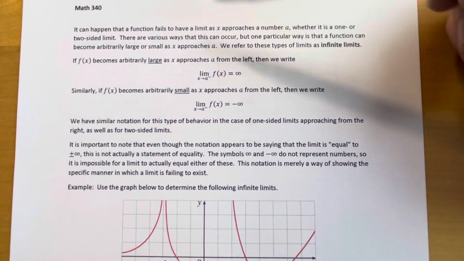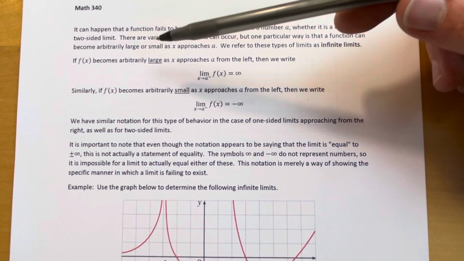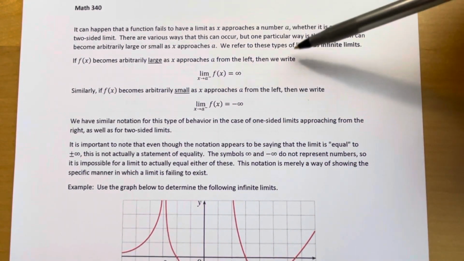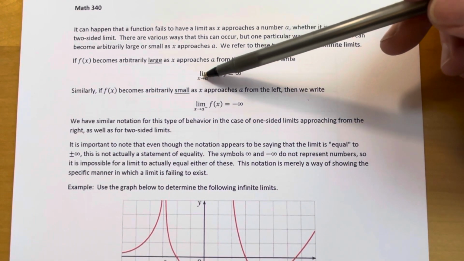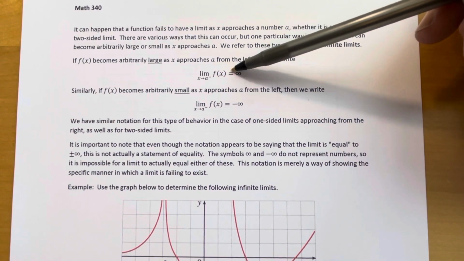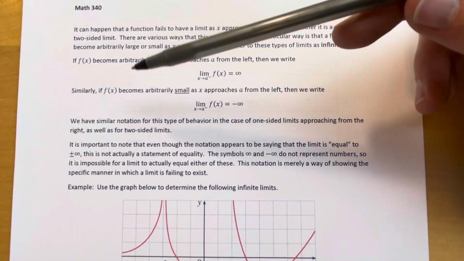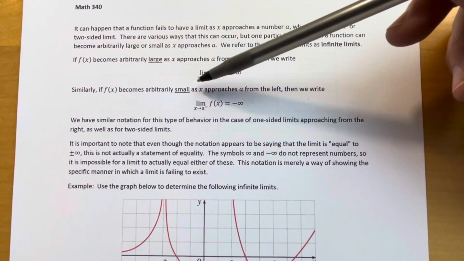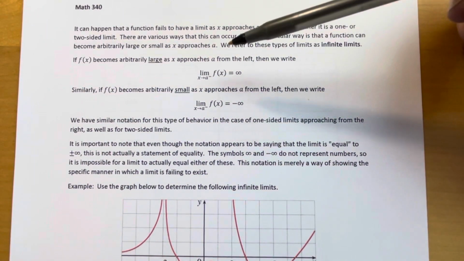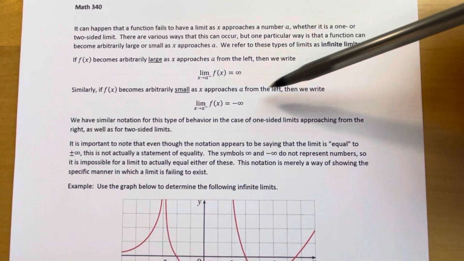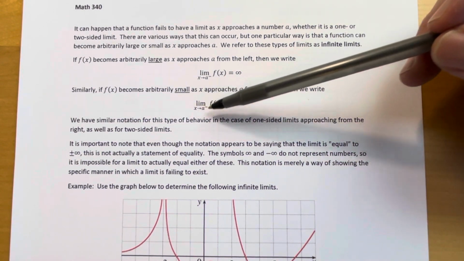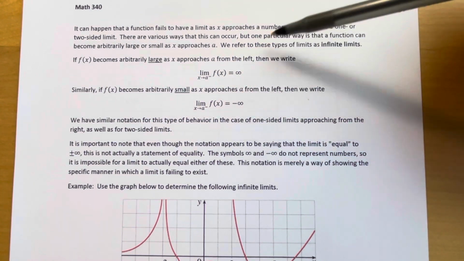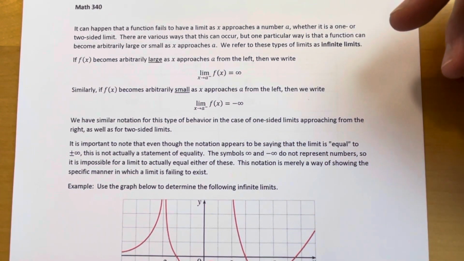So here, if f of x becomes arbitrarily large as x approaches a from the left, then we write this. The limit as x approaches a from the left of f of x is equal to infinity. Similarly, if f of x becomes arbitrarily small, meaning in the negative direction, as x approaches a from the left, then we write this. The limit as x approaches a from the left of f of x is equal to negative infinity. A couple of things I want to make a note about here.